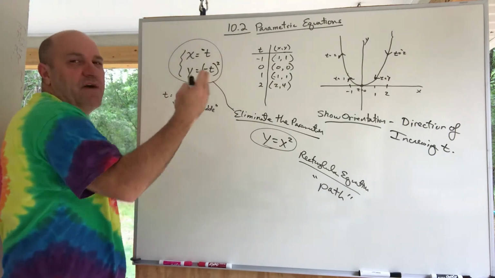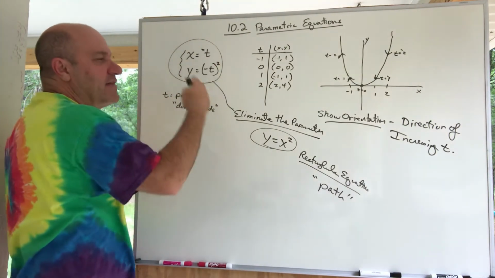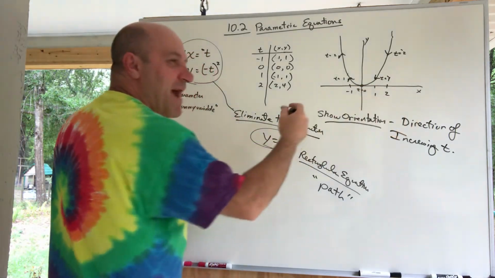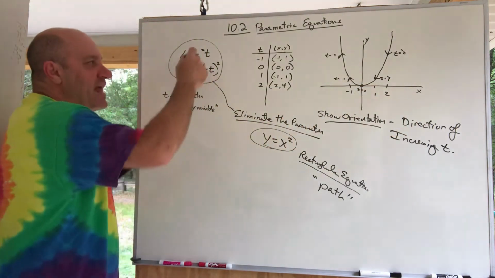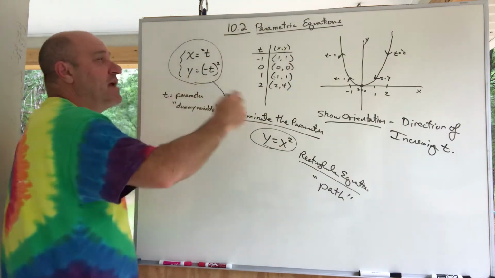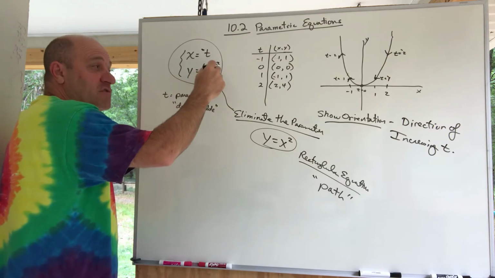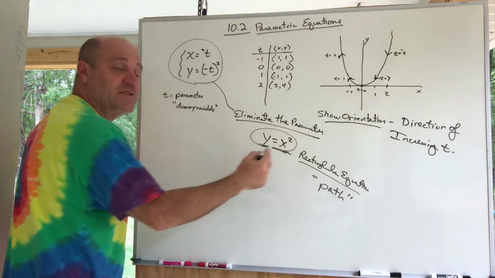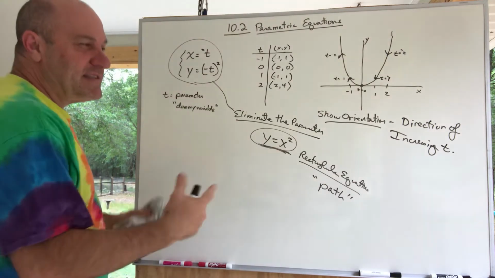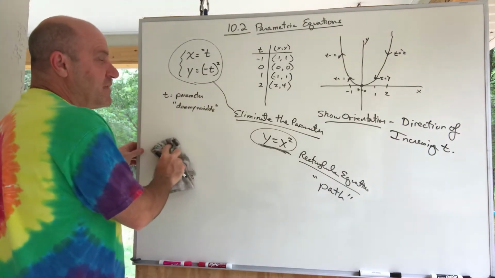Not negating both of them. I just negated the t, which was the x, which made the x go backwards. And then the relationship between x and y dictated that it still traveled on this parabola. If I substitute this x in here and square it, I still have this relationship. Yeah, that's cool. Listen, these things get really cool. I love these parametric equations.